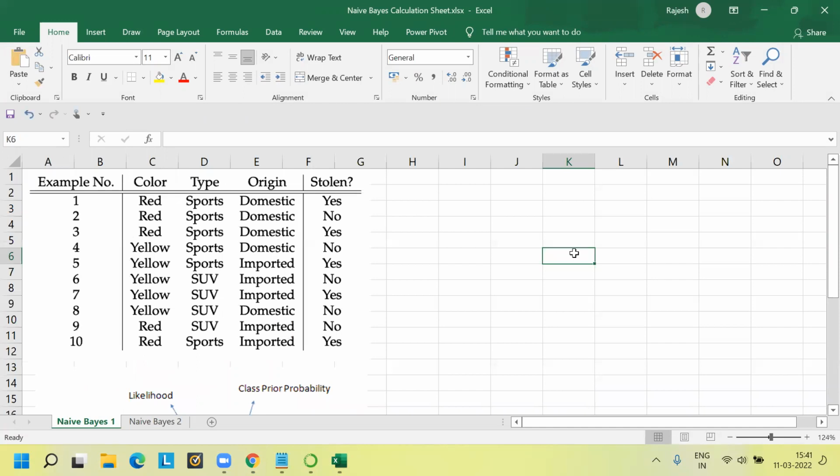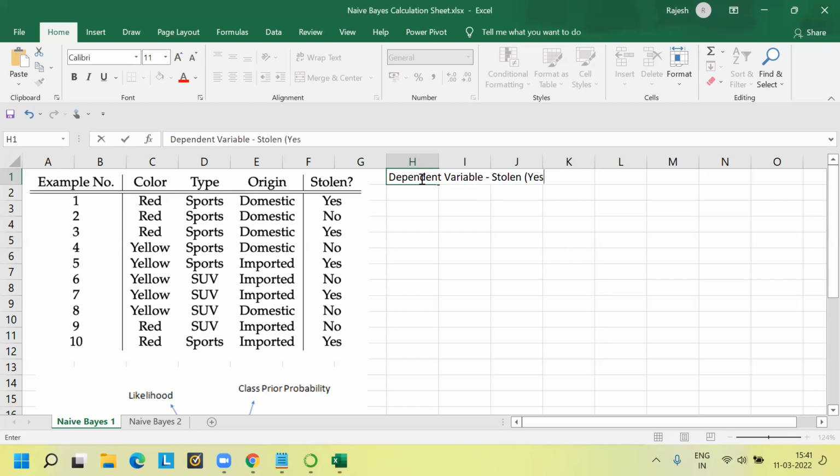Okay, all of you downloaded the sheet. So in this data, the dependent variable is what? Stolen. The dependent variable is stolen. And how many levels are there? 2. Yes or no. And what are the independent variables? The independent variables are color, type, origin.